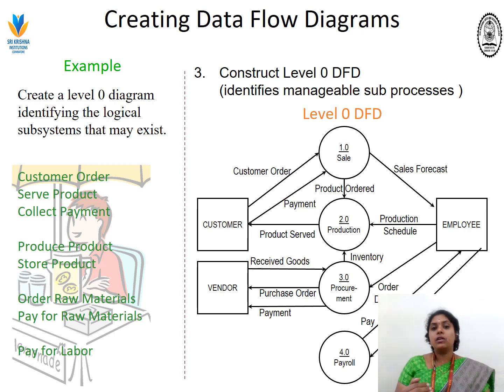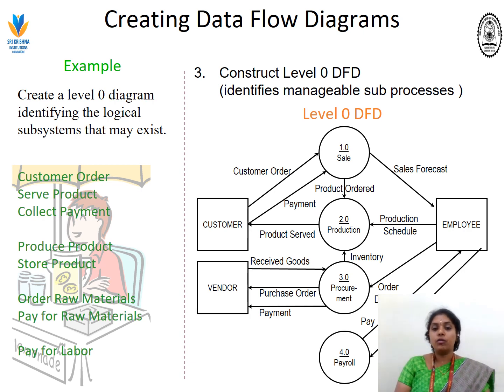And next, come to the level 0. This is the basic level, which helps you identify manageable sub processes. In the context level, we have seen the initial process. But here we are going to identify all the sub processes that can be done in this system.